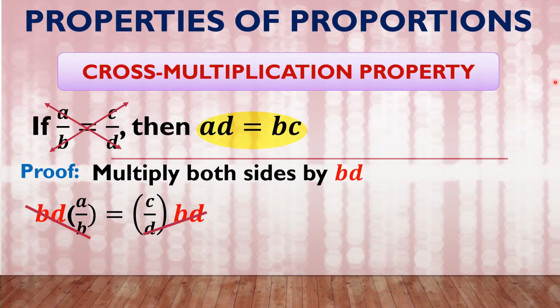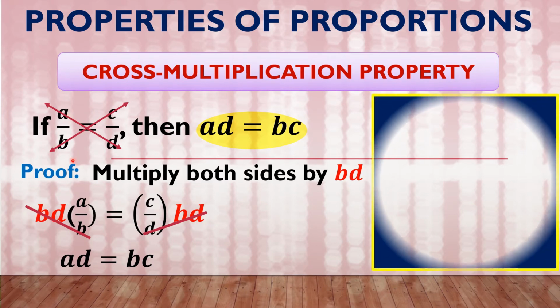So anong naiwan lang natin dito? Ang naiwan na lang is A times D is equal to BC. So na-prove natin kung saan nakuha si AD is equal to BC, no? Aside from using this cross multiplication here.